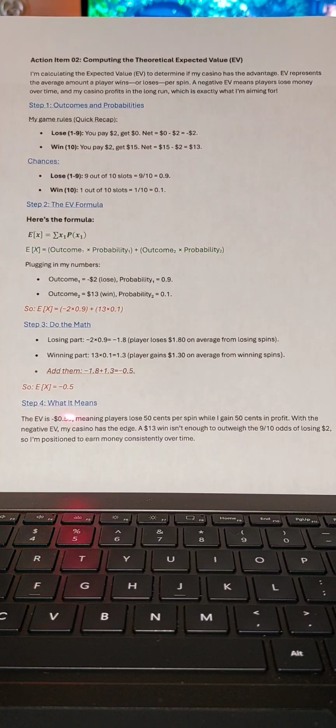Step 4, what it means. The expected value is negative 0.50, meaning players lose 50 cents per spin while I gain 50 cents in profit. With a negative expected value, my casino has the edge, as a $13 win isn't enough to outweigh the 9 in 10 odds of losing $2. So I'm positioned to earn money consistently over time.